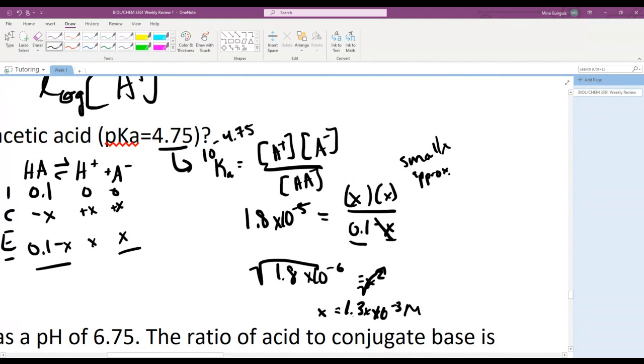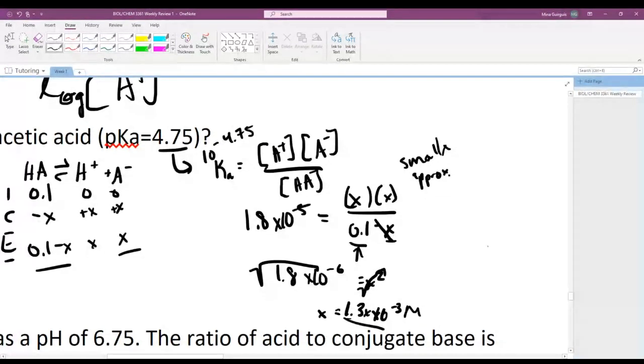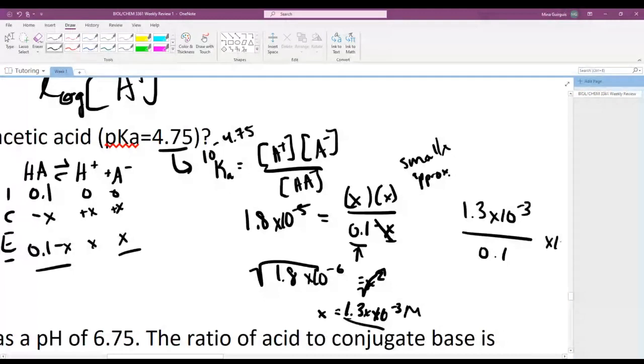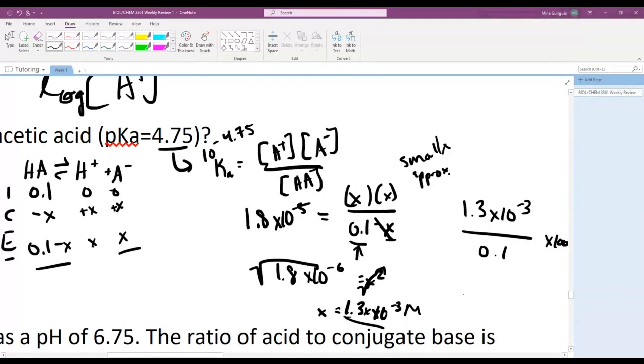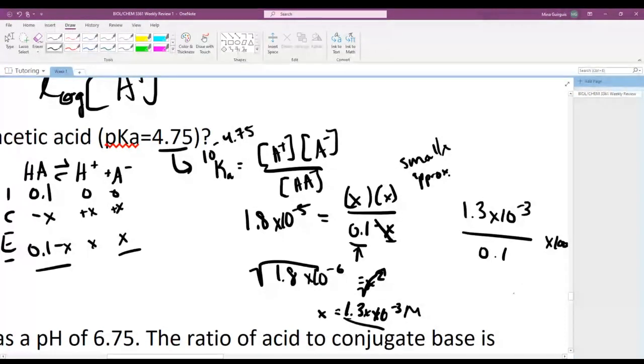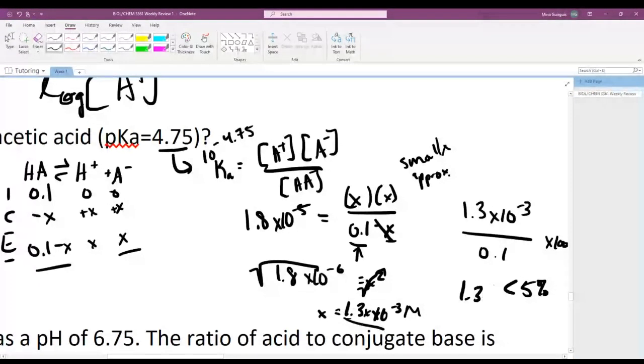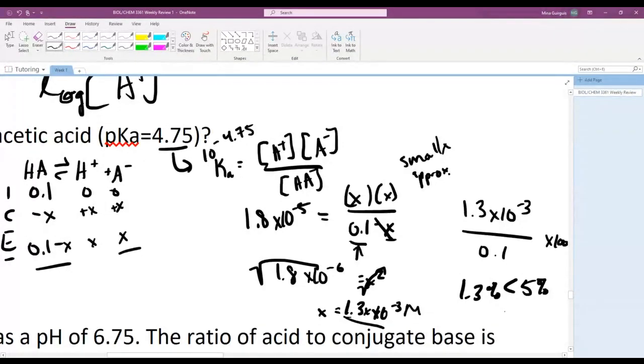We take the concentration we just found, this thing, and we divide it by that initial concentration from what we ignored. So we're going to go ahead and say, okay, so 1.3 times 10 to the negative third divided by 0.1, okay? And then times 100 because we want the percent. We're looking for this number to be less than 5%. In this case, we get 1.3%, which is less than 5%. Great. Check mark. We are done.